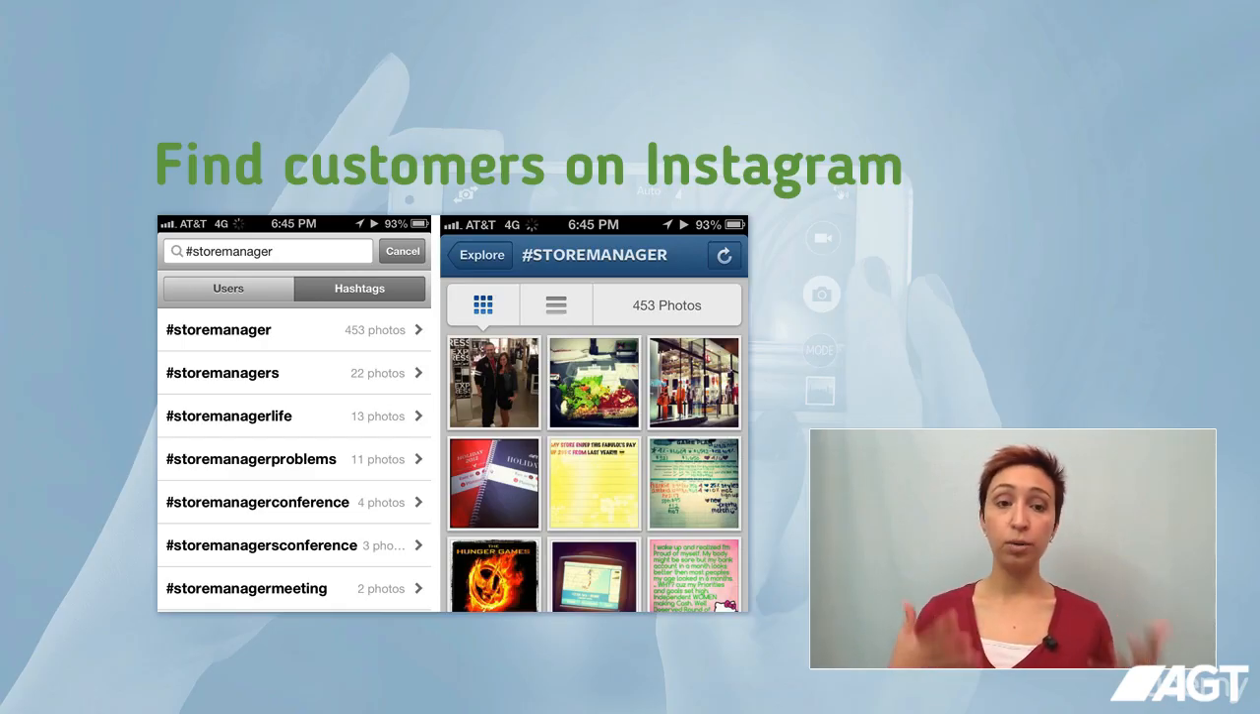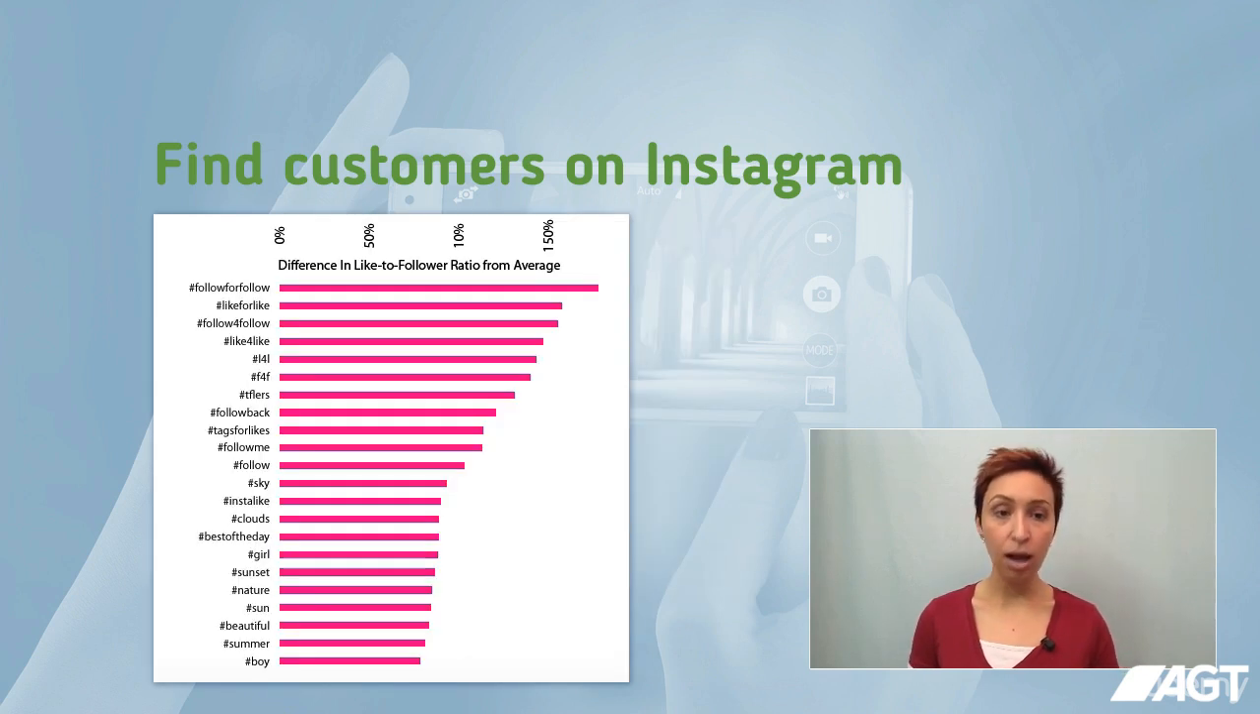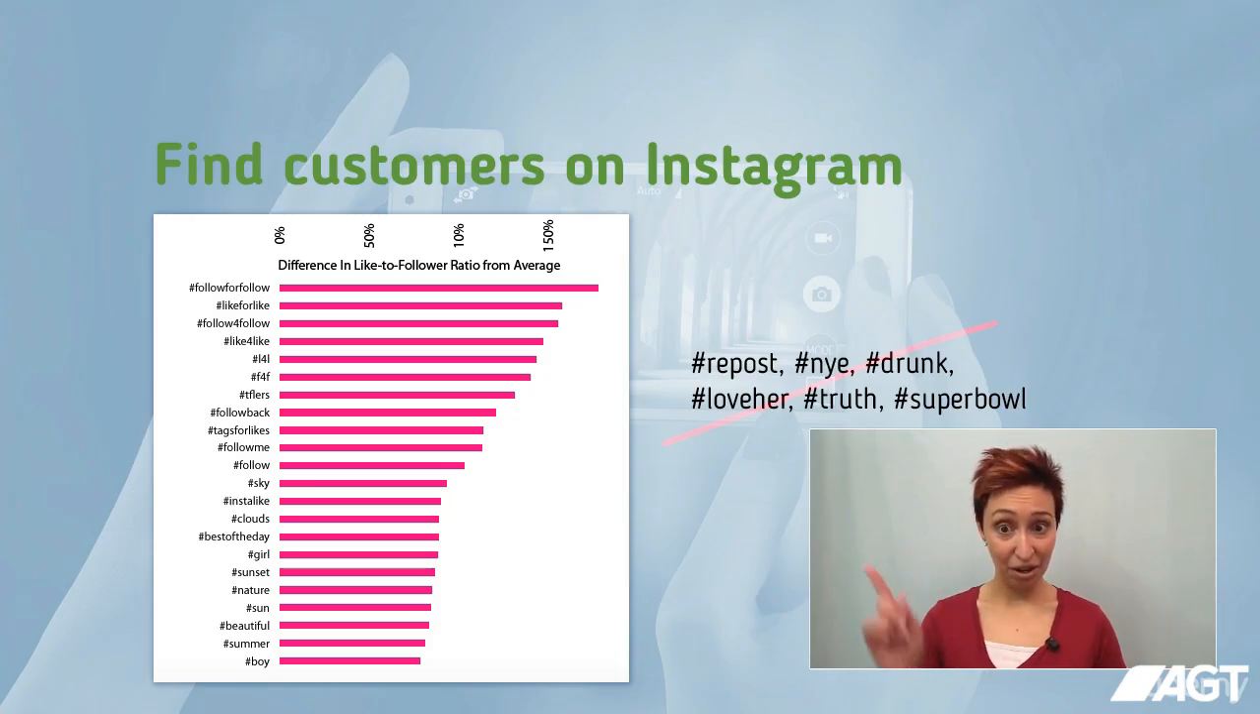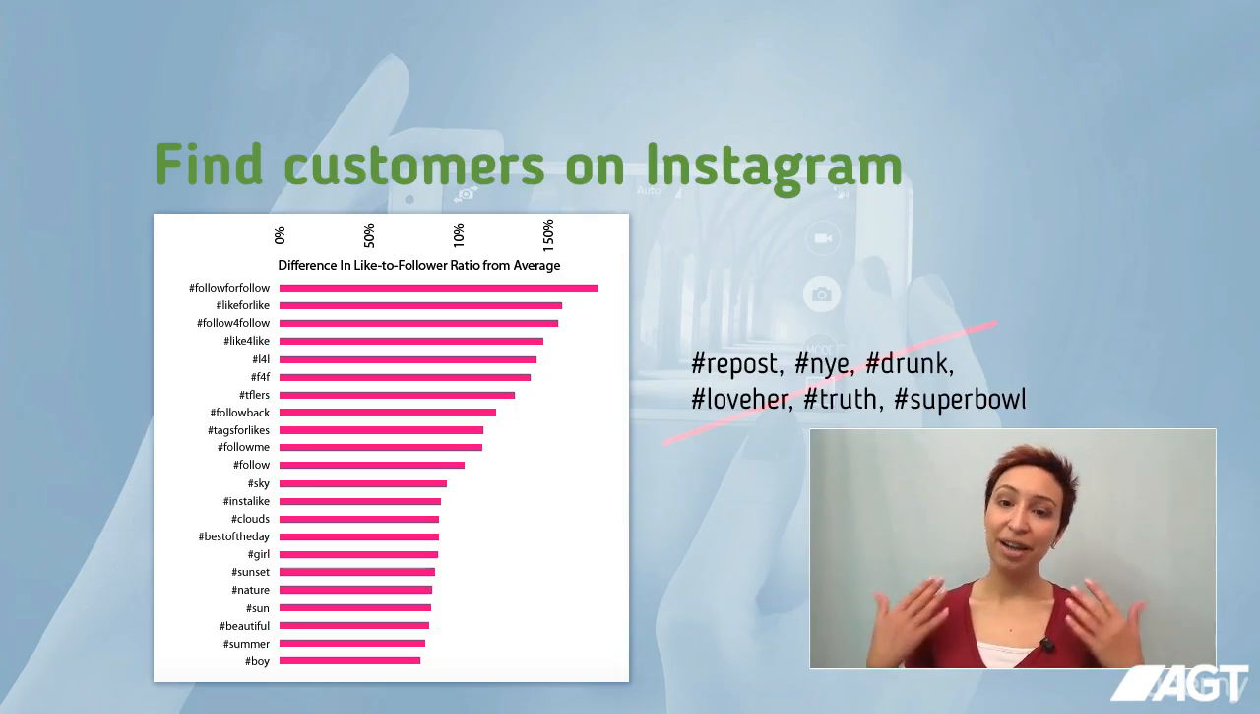First of all, hashtags create engagement. A research by the people at We Are Social Media shows that posts that include hashtags have much higher like to follower ratios than those that don't. They also spotted some hashtags you might want to avoid, and here they are. So make sure to never include these hashtags. If you use Repost app, delete the hashtag symbol before the word repost.